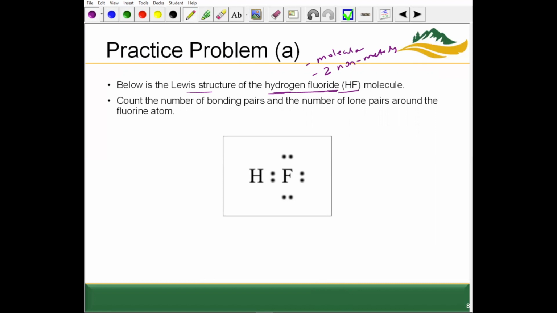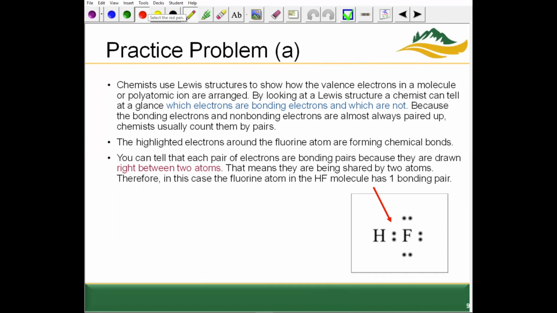Here we want to count the number of bonding pairs and the number of lone pairs around the fluorine atom specifically. As chemists, we will use Lewis dot structures to show how the valence electrons in a molecule or polyatomic ion are arranged. By looking at a Lewis structure, a chemist can tell at a glance which electrons are bonding electrons and which ones are not. Our two distinctions are going to be bonding electrons versus lone pairs of electrons.